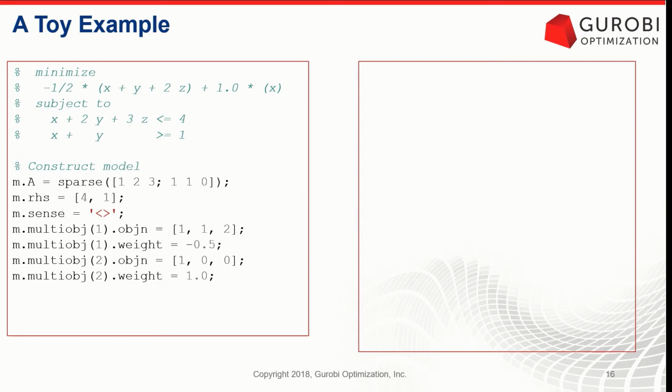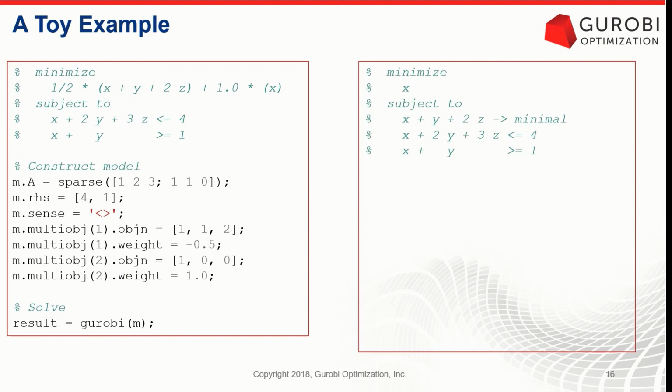Let's move on to the second one. Here we only want to minimize x, so the objective coefficients are 1, 0, 0, and the weight factor is 1.0. And that's all it needs to formulate these two objectives, so we can just go ahead and solve. For the hierarchical optimization, it's completely analogous. Here we now want to minimize x subject to x plus y plus 2z being minimal. Okay, let's try to model that in MATLAB.